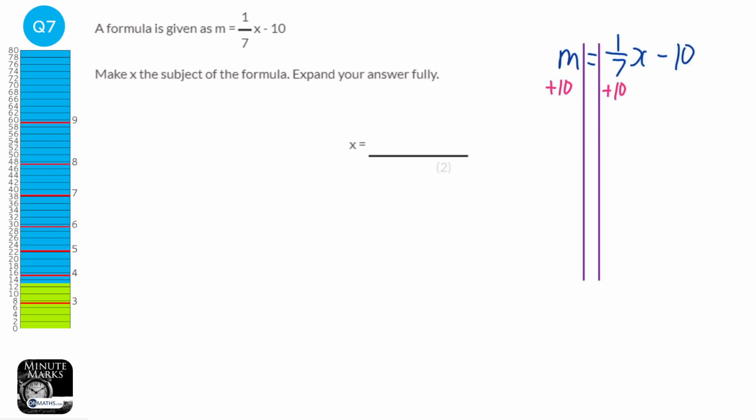Okay, so we're left with m plus 10 on the left hand side, and we've got 1/7 x on the right hand side. Now to get rid of the 1/7, what I can do is just times both sides by 7.